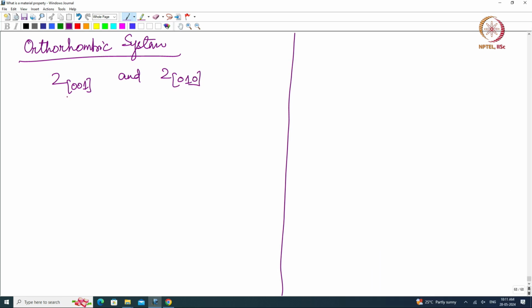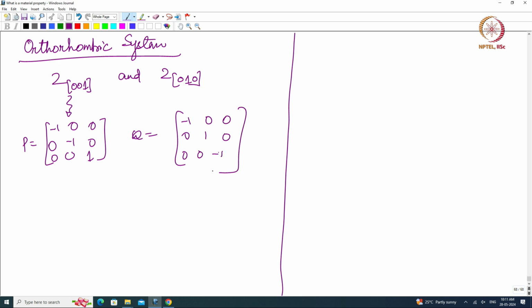Okay. So the transformation matrix here is: x and y become -1, z remains as it is. This is my P. Q is the corresponding matrix for the other two-fold axis. So, these are the 2 operations that I should have in my crystal. So, if I have both P and Q, PQ should belong to the point group.